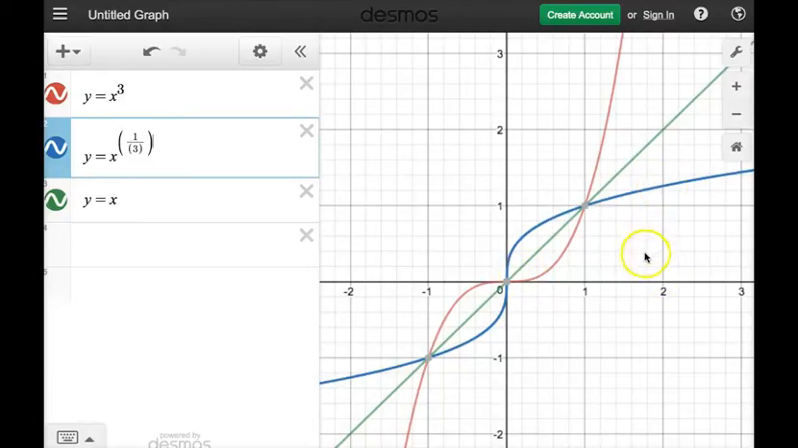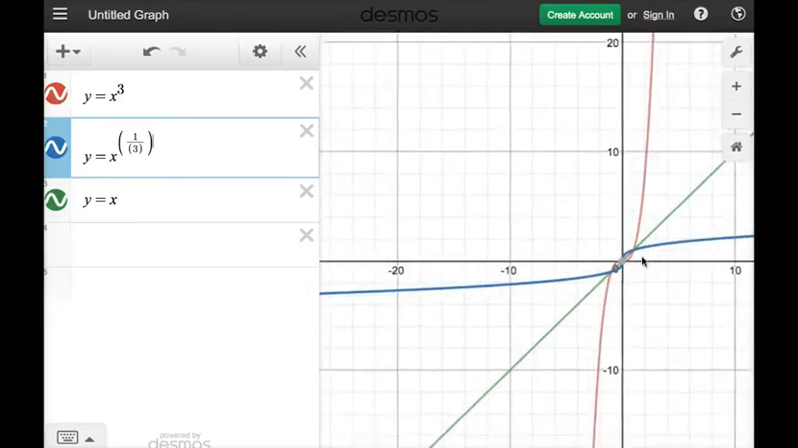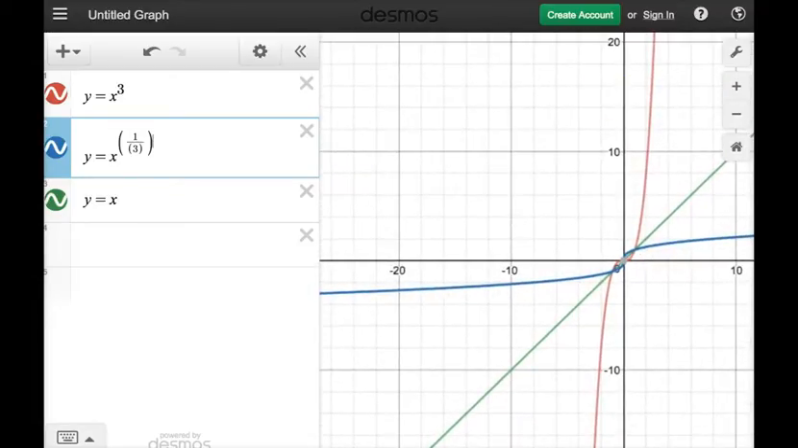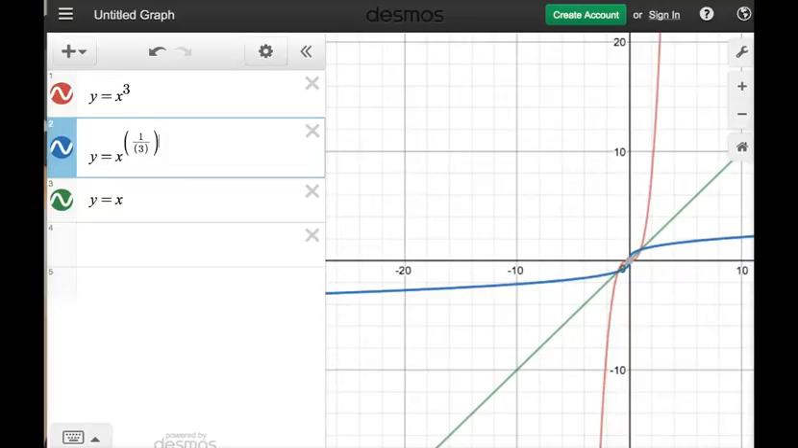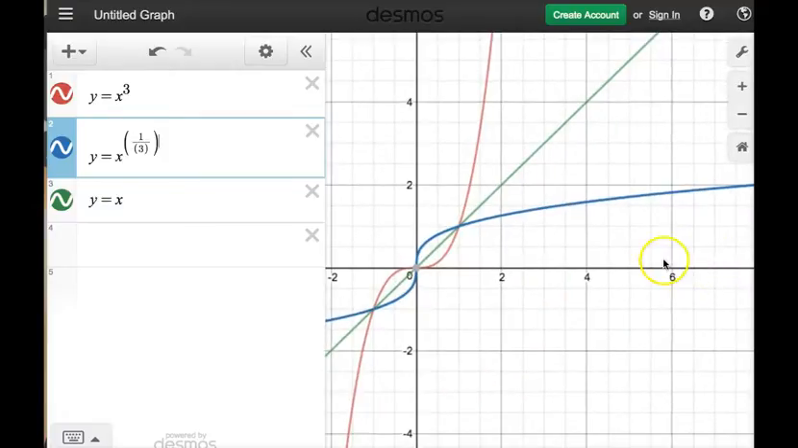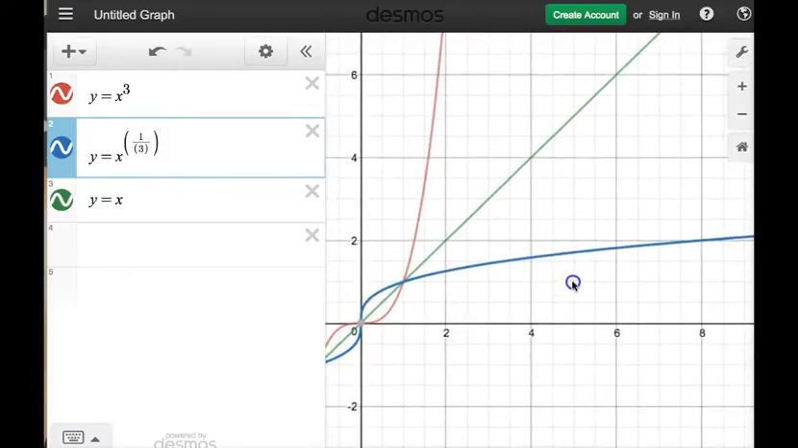Actually, you know what point we'd find really nice and easy is 8, 2. Do you know why? Because 2 cubed is 8. Okay, so I might do that. Actually, no, it's too hard to see. Oh no, I can still see it. Look, down here. There it is.